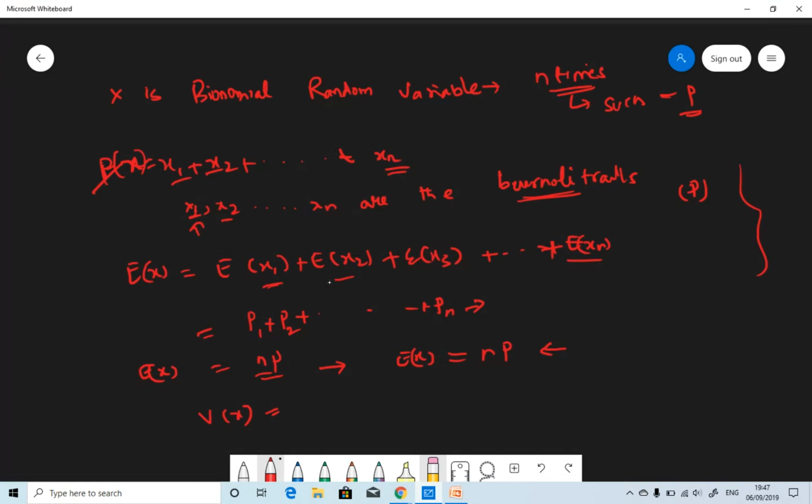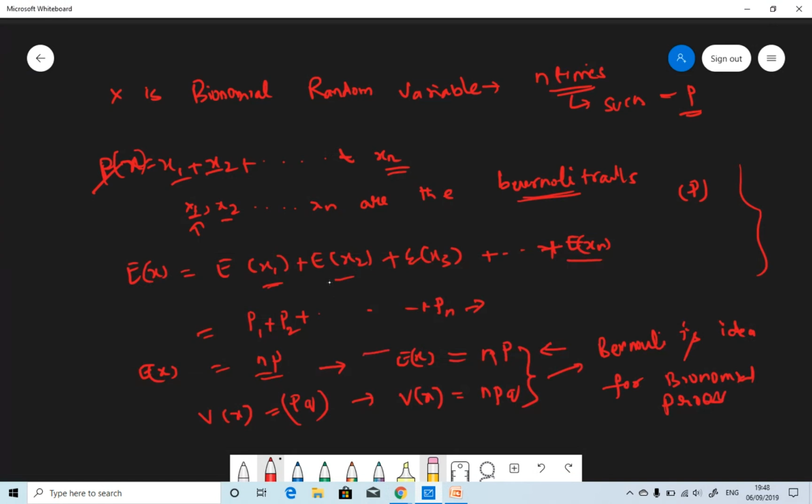The variance of x in the binomial process: when we see the Bernoulli, the variance is pq, right? I have n number of terms, so it will be npq. This is the same as Bernoulli and binomial. Here, because we have n number of things, we are adding the n. Otherwise, same to same. Is this clear, Shweta?